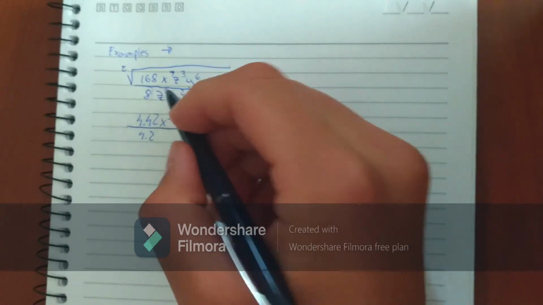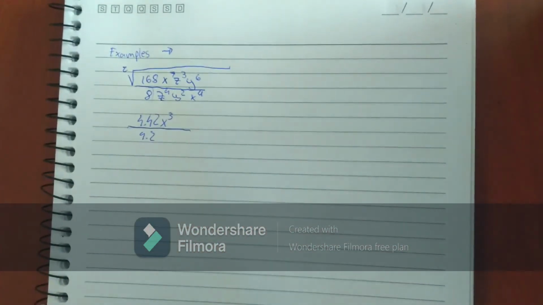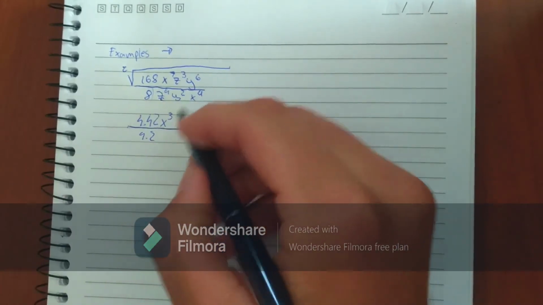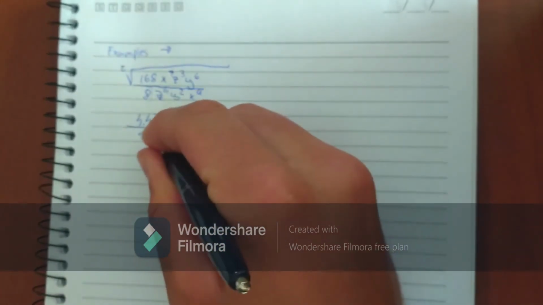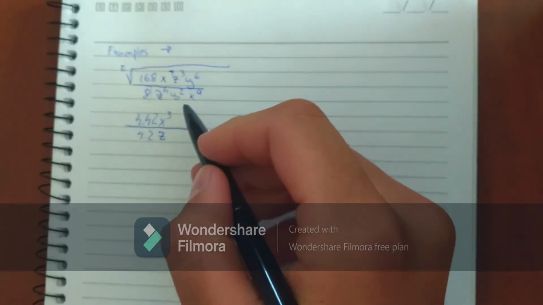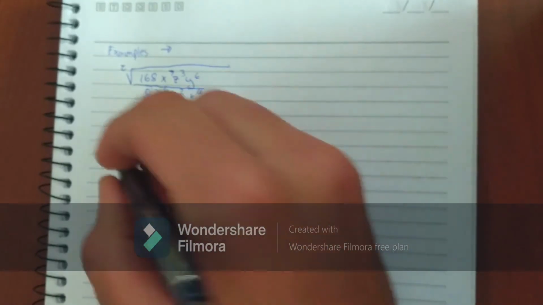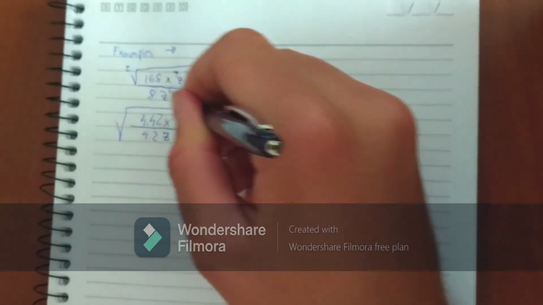Z to the power of 3 divided by z to the power of 4 will get us z to the negative 1, or we can just keep it on the bottom side, so 1 over z. So the z stays down here. And then y to the 6th divided by y to the 2nd will get us y to the 4th. All this inside a root.